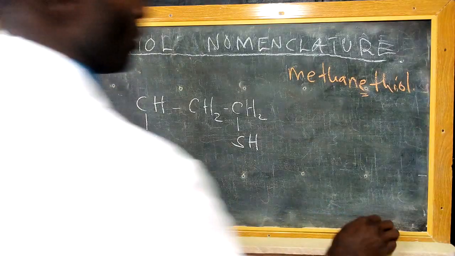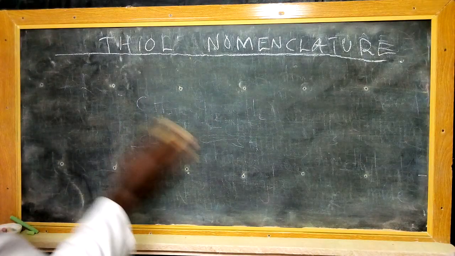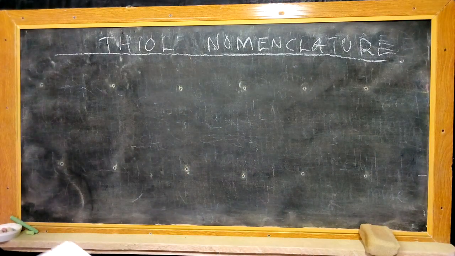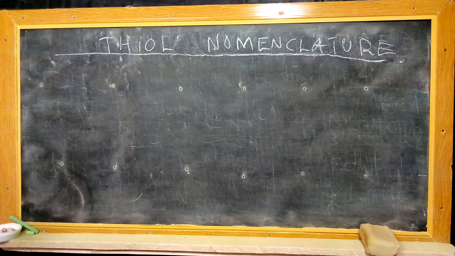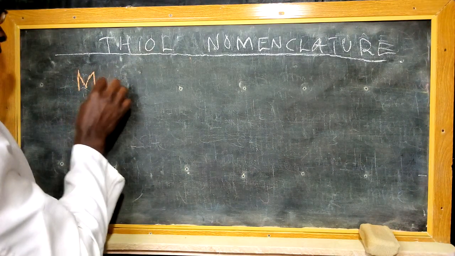As we have said, thiols are analogous to the alcohol series of organic compounds. There is a different name that is used to refer to thiols, and they are called mercaptans.